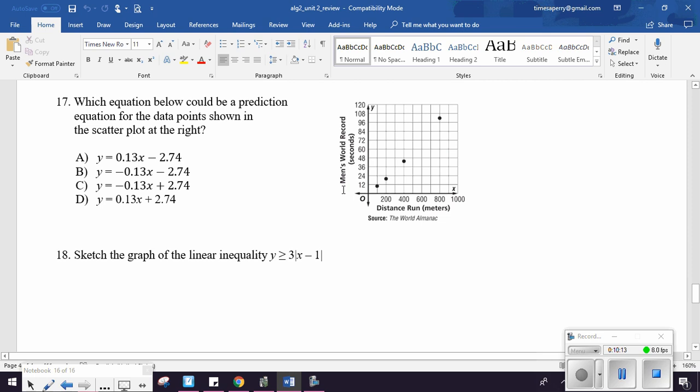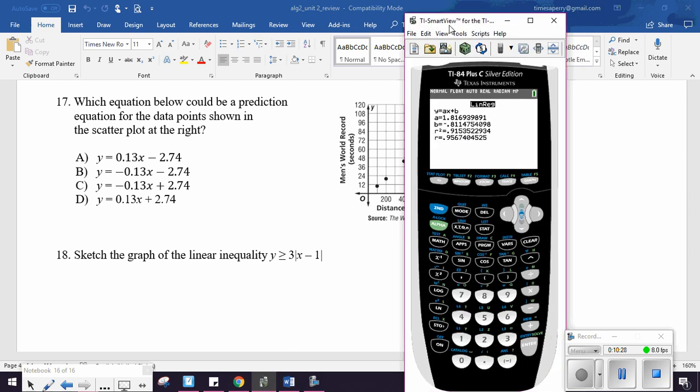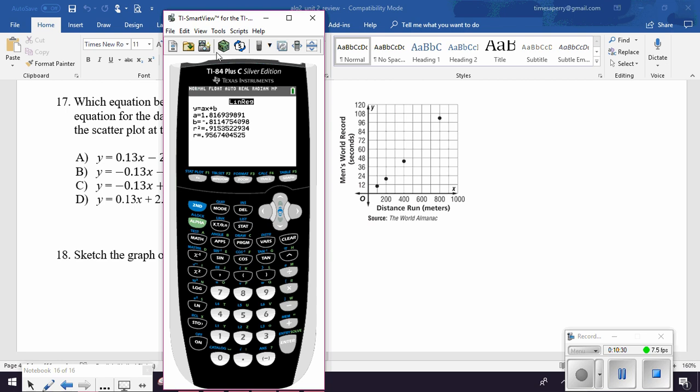Number 17, which equation below could be a prediction equation for the data points shown in the scatter plot at the right? So instead of having a table, we're given the graph. Let's take the graph information and try to produce an equation. So let's clear our list. Stat, clear list. Second one for list one, and second two for list two.